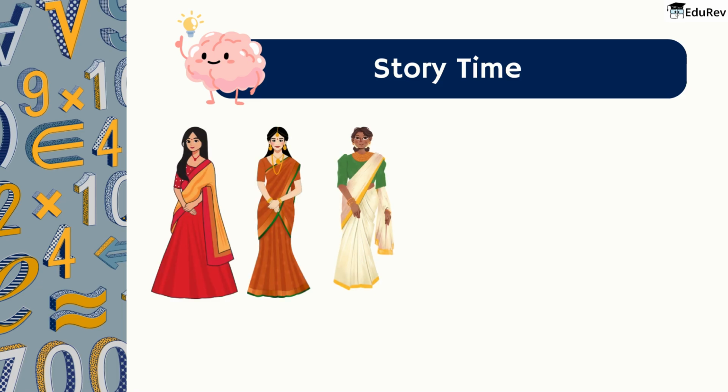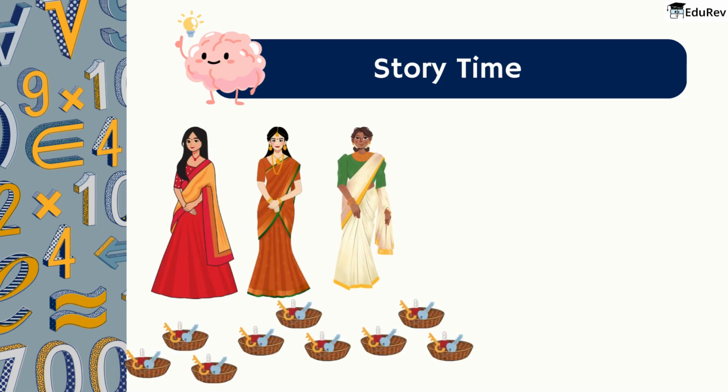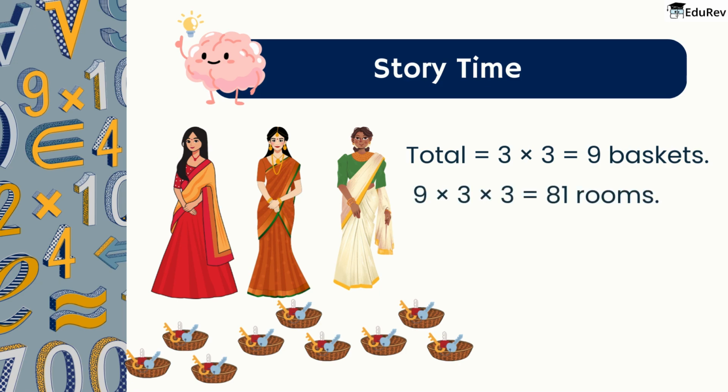There are 3 daughters. Each daughter has 3 baskets. So total is equal to 3 times 3 equals 9 baskets. Each basket has 3 keys, and each key opens 3 rooms. So 9 times 3 is equal to 81 rooms.